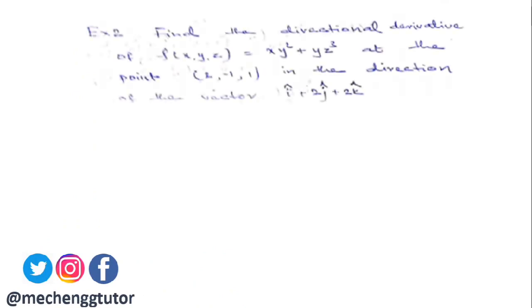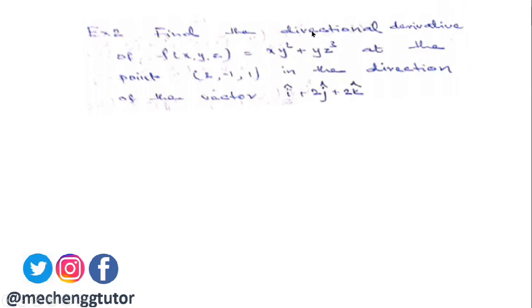Let us see the next example. Find the directional derivative of f of x, y, z is equal to xy square plus yz cube at the point (2, -1, 1) in the direction of the vector i plus 2j plus 2k. Friends, in this problem you are asked to find the directional derivative.